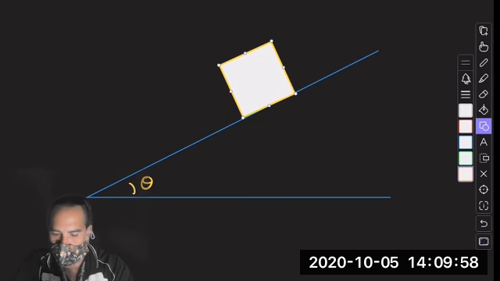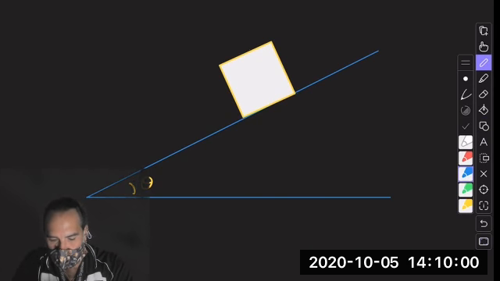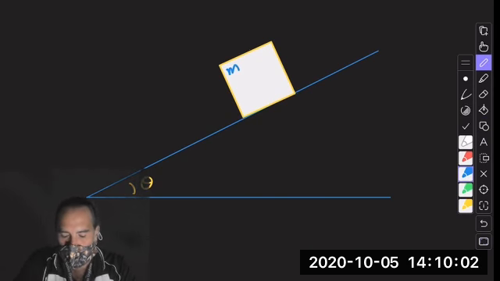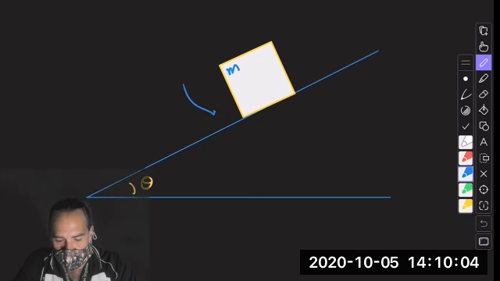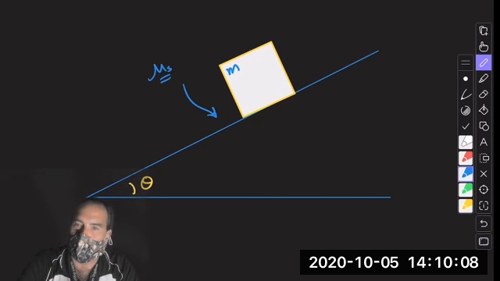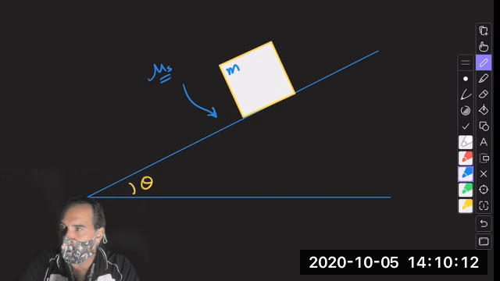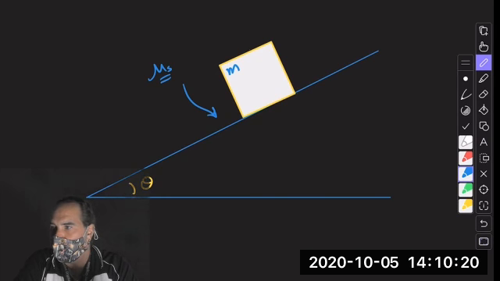Like so. Box has mass m. And there's a coefficient of static friction of mu s between the box and the ramp. What's the maximum angle I can lift the incline without the box sliding? What is the maximum angle I can lift the incline without the box sliding?